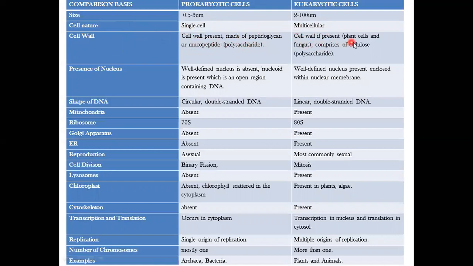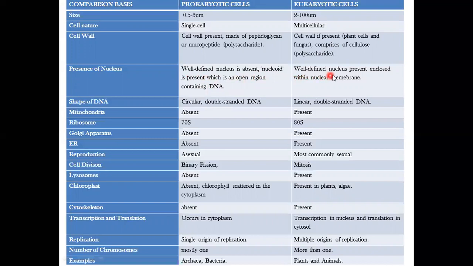The eukaryotic cell wall is present in plant cells and fungi, consisting of cellulose, which is a polysaccharide, and in fungi it is made of chitin. So the chemical composition is also different in prokaryotes and eukaryotes. Next is the presence of nucleus. In prokaryotes, a well-defined or true nucleus is absent, and a nucleoid is present, which is an open region containing DNA. So the circular DNA present in prokaryotes is in the region known as the nucleoid.